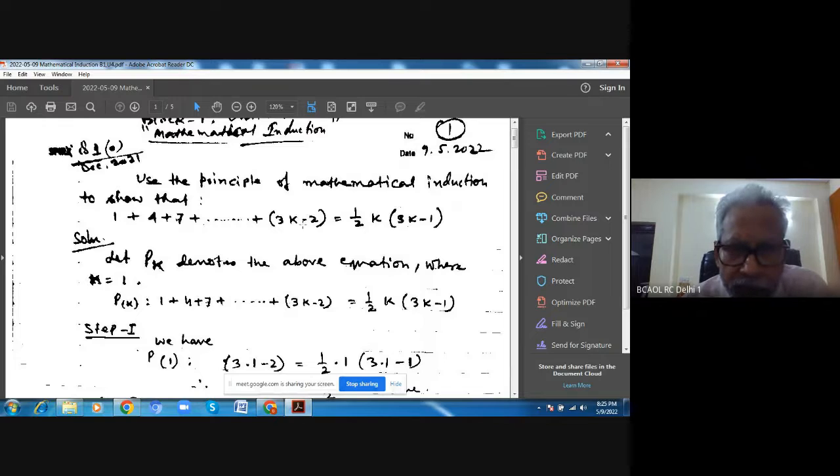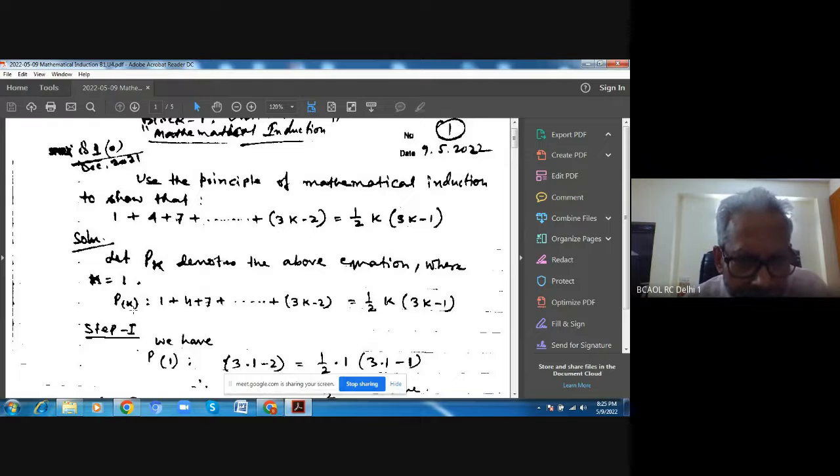In this case, you see here k is written, so there is no n. No need to take n when k is already there. So you can straight away go for k. Let P(k) denote the above equation, where k is equal to 1 basically.